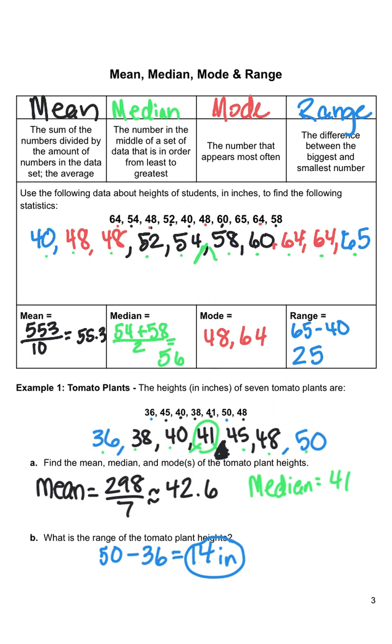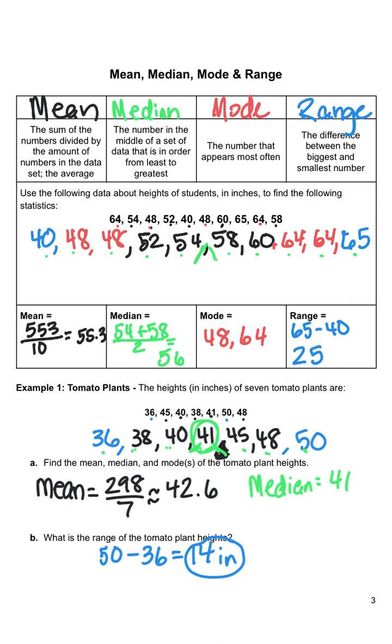Then I found the median. So for the median, since this time there's 7 numbers, that's an odd number of numbers. When I take 7 and think, well, what's half of 7? That's 3.5. So I'm going to count in 3.5. 1, 2, 3.5. And that puts me at 41. So the median is in our data set this time.